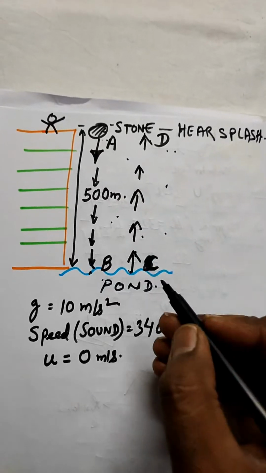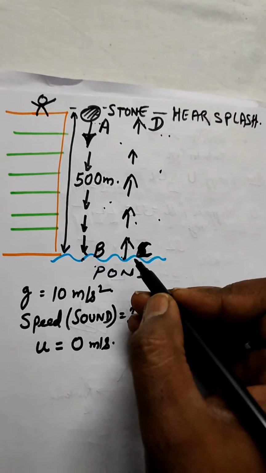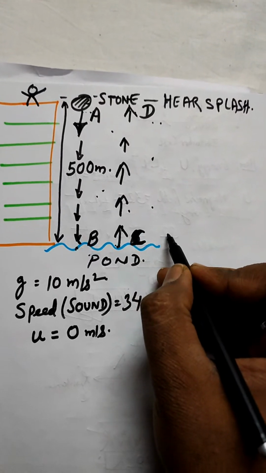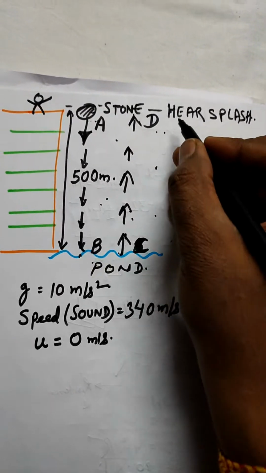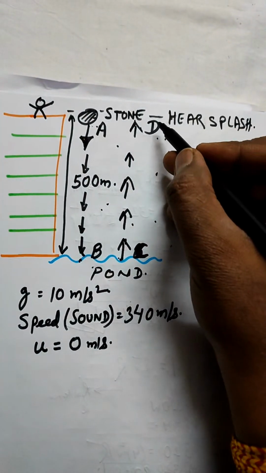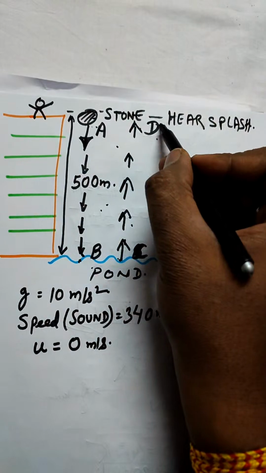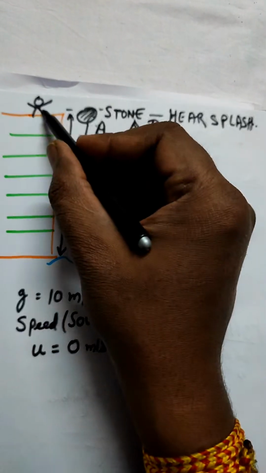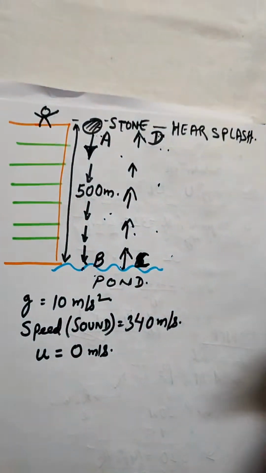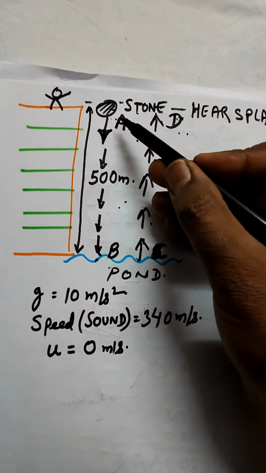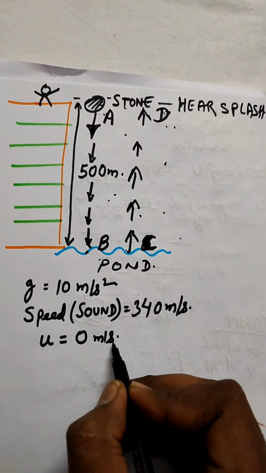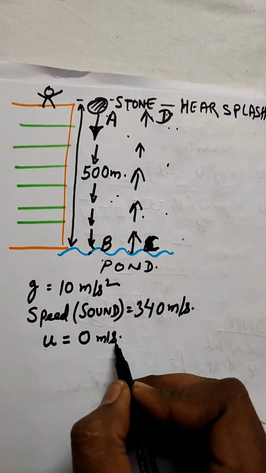So you need to understand the question. In this question, you are not sitting over here, okay, you are sitting over here on the top. So when the sound reaches up to this level, to D, then only you will be able to listen, because D, A all are equal. Okay. So when you are dropping the stone, the initial velocity is 0 meter per second, right?